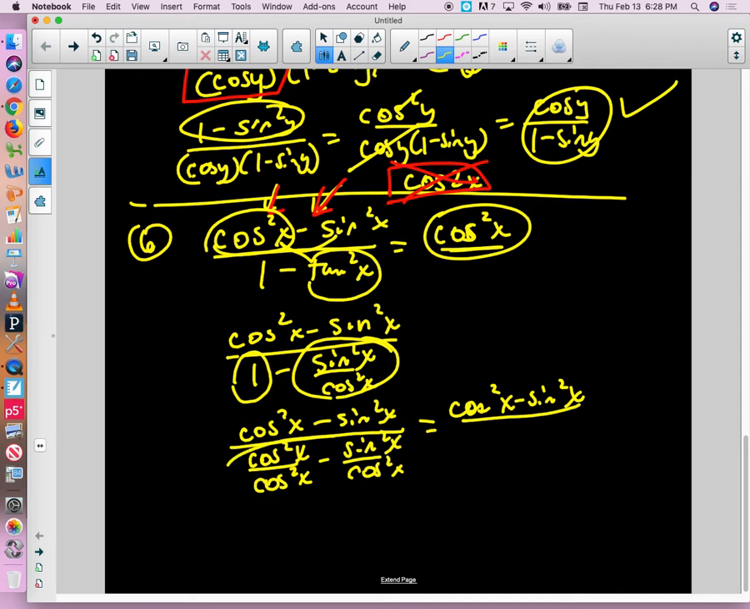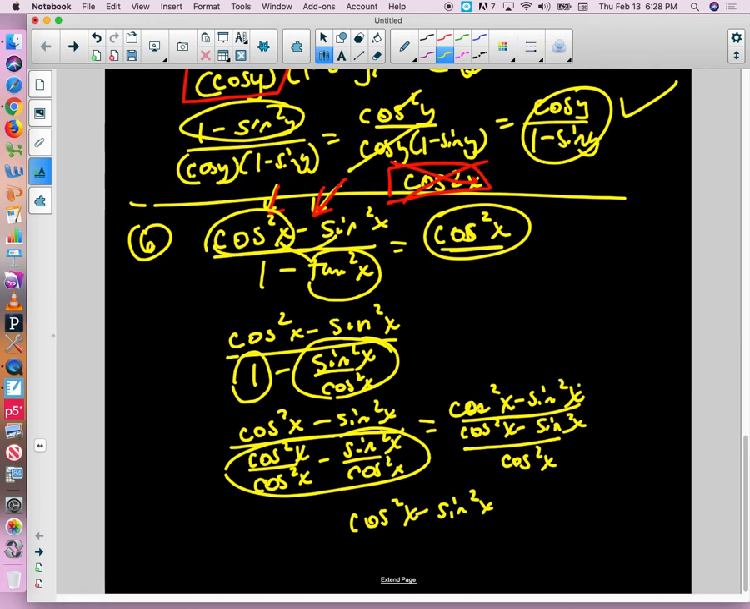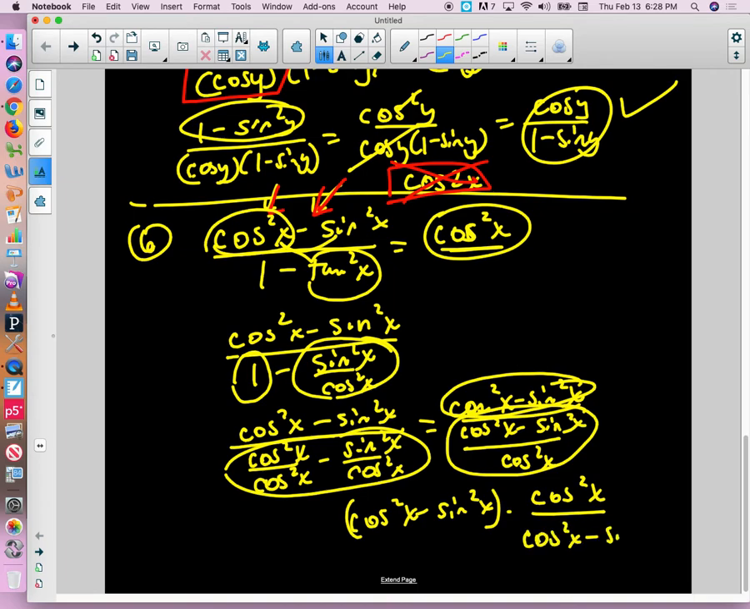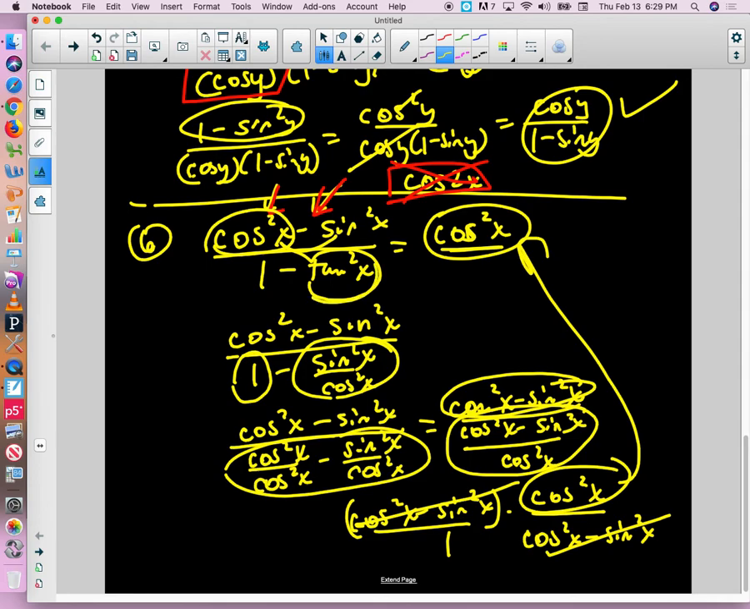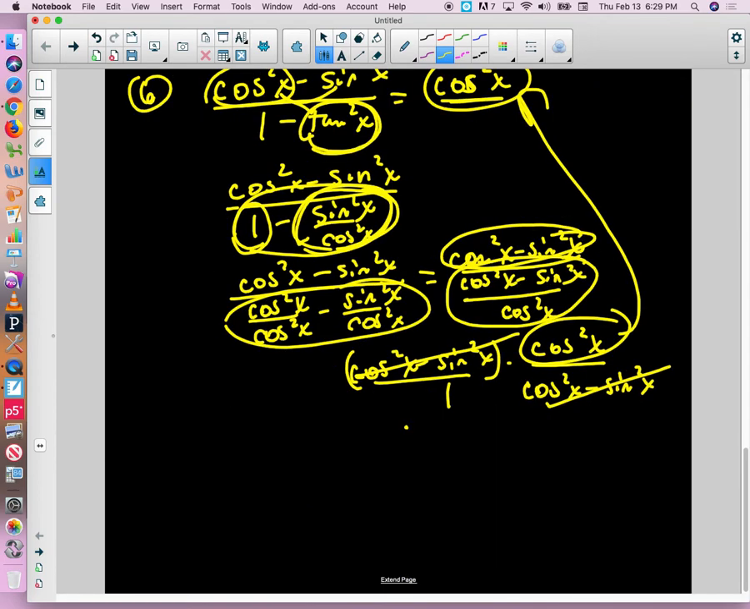Okay, so now this gives me cosine squared x minus sine squared x over cosine squared x. And then I'm going to do keep change flip. So I have this divided by this. So I have this on the top, and I'm going to keep change flip the bottom. Cosine squared x over cosine squared x minus sine squared x. Oh, this cancels. And I got what I wanted. So changing tangent threw me into a fraction, common denominator, and you just watch the flow of the problem.